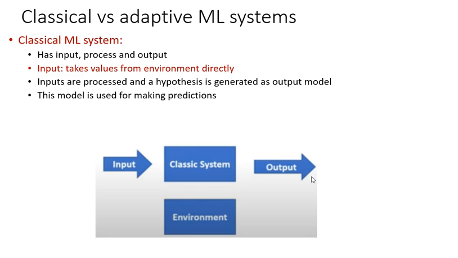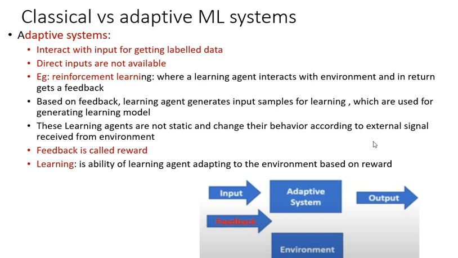So the hypothesis which the learning algorithm is generating is nothing but our output model. This model is used for making predictions. Whereas in an adaptive machine learning system, it has an input, it also has an extra feedback, and it has an output. So here the system interacts with the inputs to get the labeled data. Direct inputs are not available.